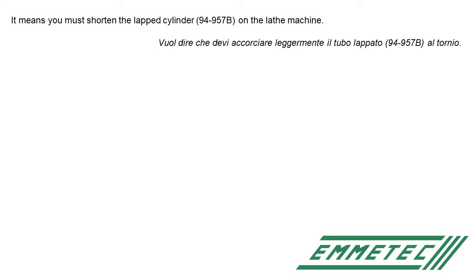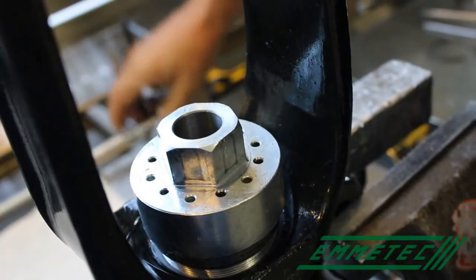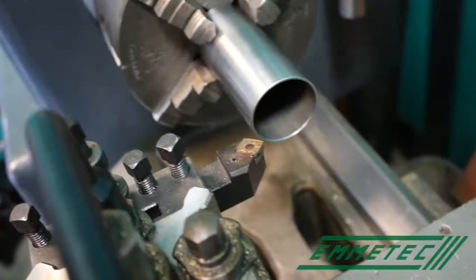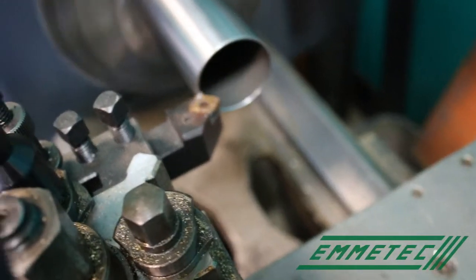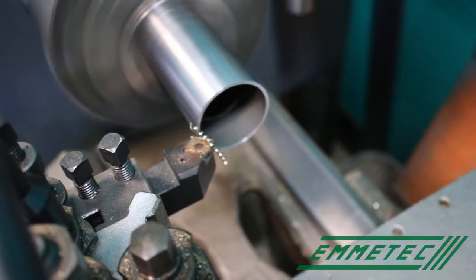So it must be shortened on the lathe machine. Sorry for the inconvenience. Sorry if you must shorten the lappet cylinder, but we couldn't imagine how much you would penetrate with the 98626 conical cutter, so in doubt it was better to make it a little bit longer than shorter. Now remove the bottom cap with the lappet cylinder and shorten it, just as needed on the lathe machine. Shorten the lappet cylinder just as needed, not more.